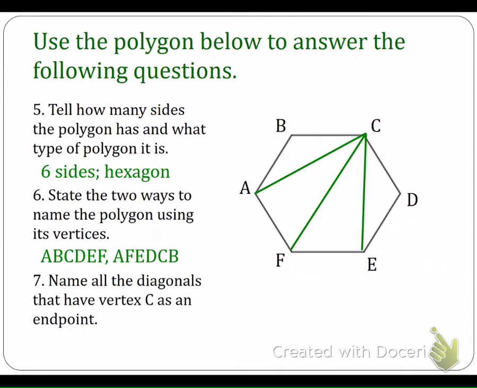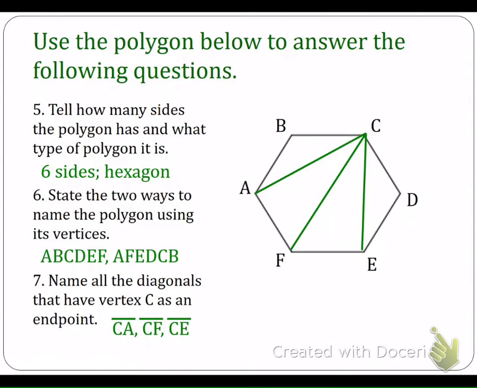All right, and number 7 says name all the diagonals that have vertex C as an endpoint. Remember, a diagonal starts at a vertex and goes across. It can't go to B because that's a side. It can't be a side and a vertex. So you can't go to the next door neighbor. You got to go to the next one. So there are 3 of them, and they are CA, CF, CE. Of course, you could go the other way, AC, FC, EC if you wanted, but I'd probably put C in the front just because that's where we're starting.